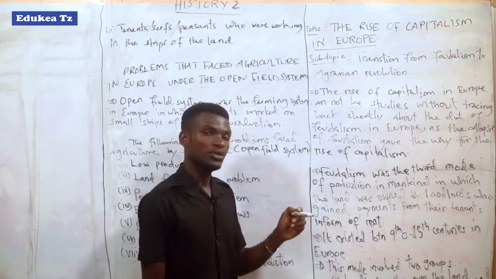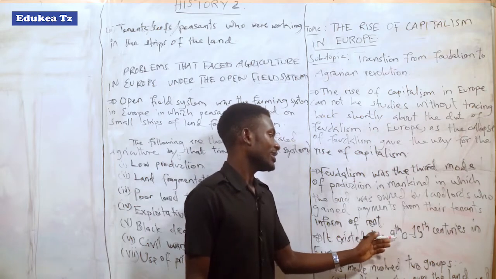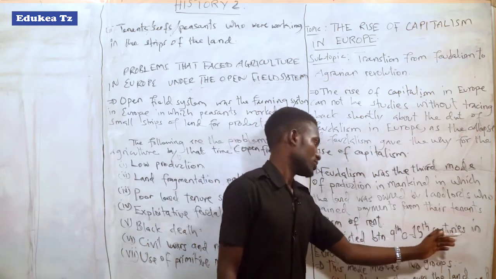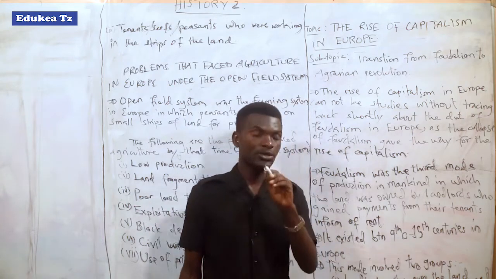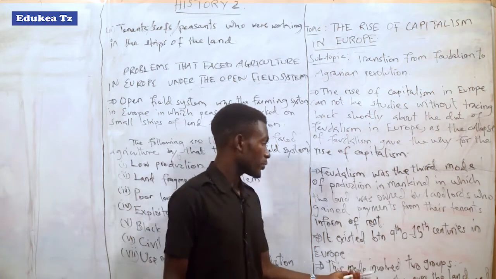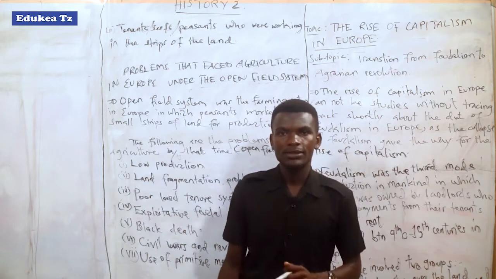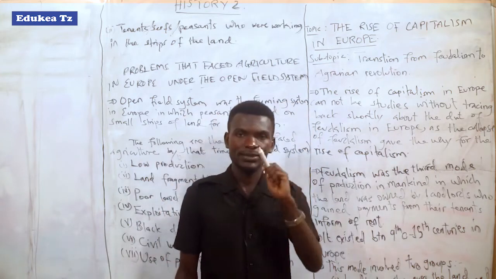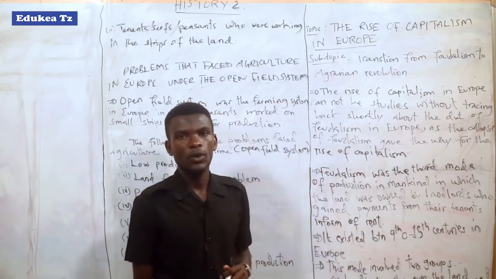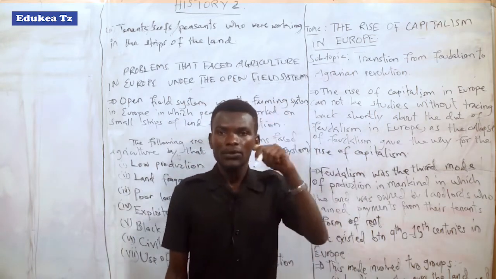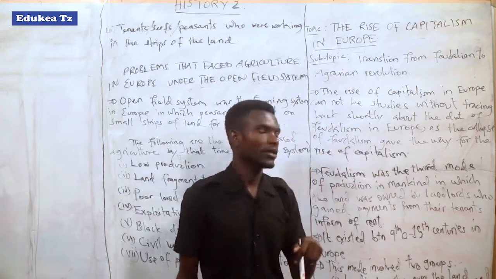This mode of production, which is feudalism, existed between the 9th and 15th centuries in Europe. It means it took place for almost 6 centuries in Europe. This mode of production involved 2 groups, which are the landlords and the serfs or tenants or peasants. The landlords were those who owned the land, and the tenants or peasants or serfs were the people working on that land or small strips of the land.